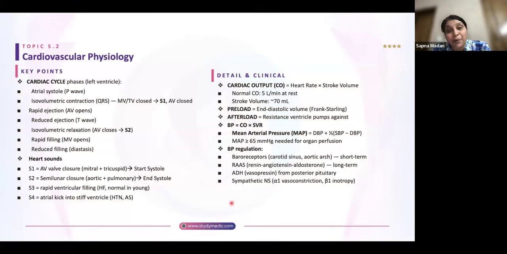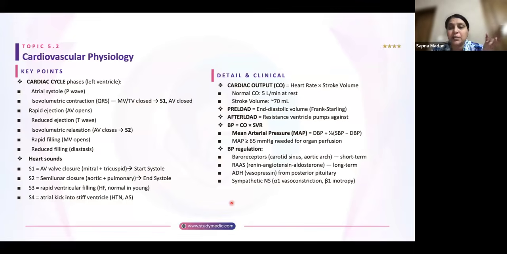Okay, what is the blood pressure? Blood pressure is the product of cardiac output and systemic vascular resistance. And the most important of all of these factors, which is going to actually tell us whether the organs are well perfused or not, is the mean arterial pressure, or the MAP, and that is calculated as diastolic blood pressure plus 1/3 of the difference between the systolic and the diastolic blood pressure.